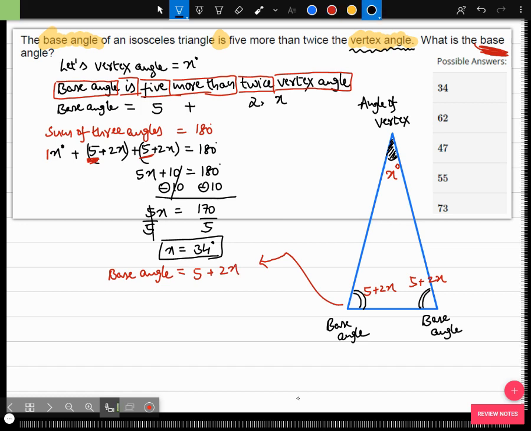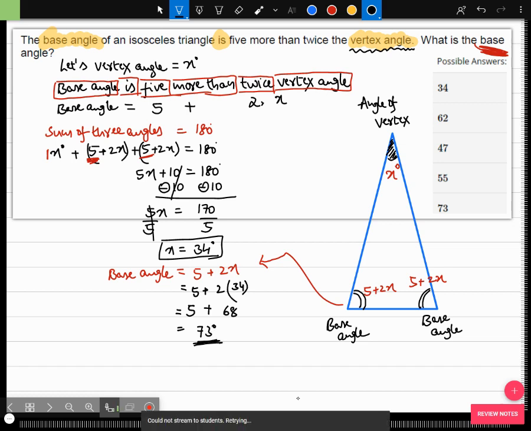Now, let me plug in these values. It is 5 plus 2 times the value of x, 34. Then you may make use of a calculator. You'll end up with 73 degrees. You got the answer. That's it for me for today's session.